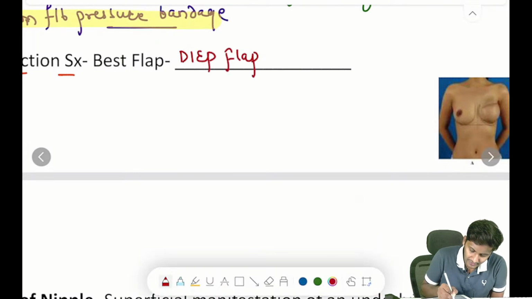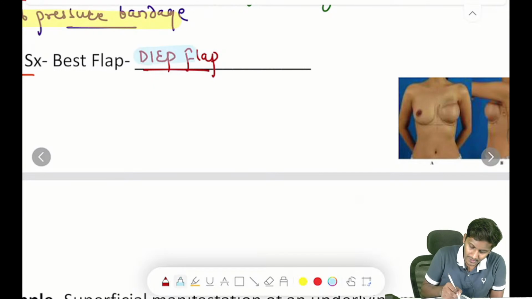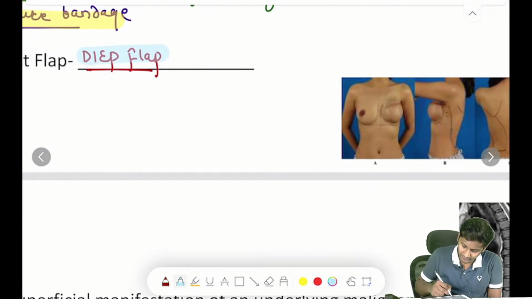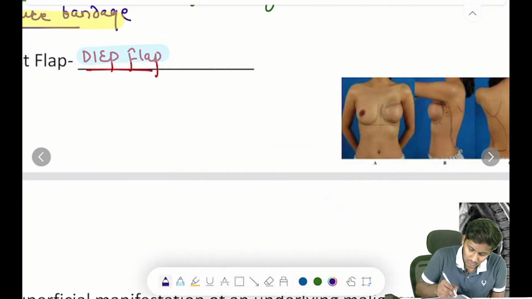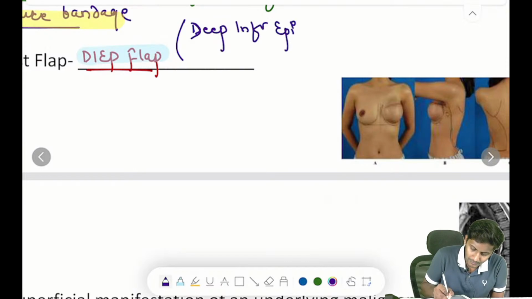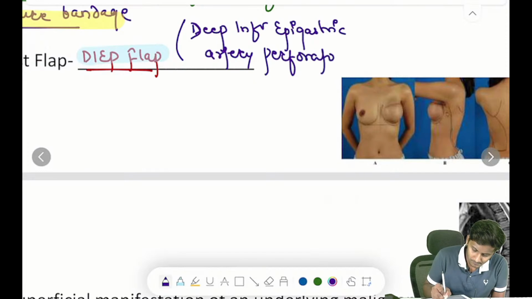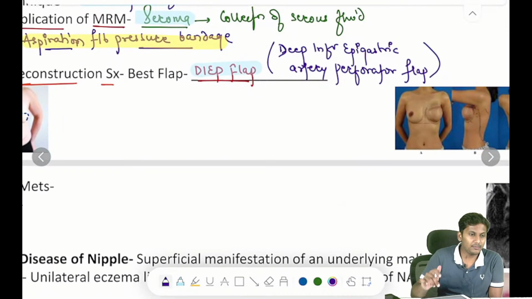This DIEP flap is the best kind of a flap, and DIEP is deep inferior epigastric artery perforator flap. What is the name? It is nothing but deep inferior epigastric artery perforator flap. Okay. So please remember, it is the deep inferior epigastric artery perforator flap. That is what the DIEP flap is. At least remember the name DIEP.